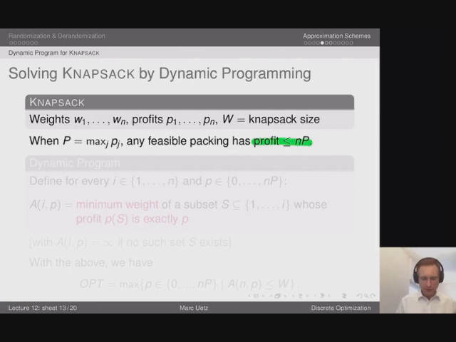We have items 1 up to n. They have weights and profits, and I have a large W, which is the knapsack size. I want to collect items that fit into the knapsack, so the total weight is at most this large W, with maximum total profit. Let's define P, this capital P here, as the maximum of all the profits. Then, of course, any feasible packing has a profit at most n times P. So n times P is an upper bound on the optimum solution value that we might achieve.